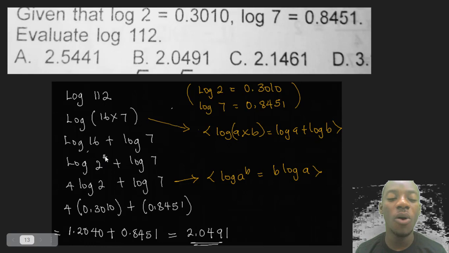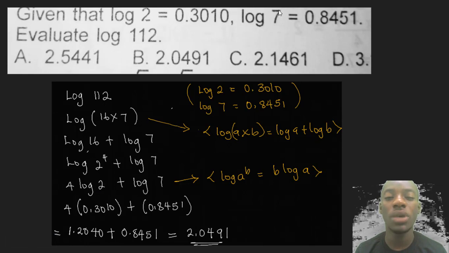So the 4 on the power will go to the front, and it becomes 4 log 2 plus log 7. You can see that I have gotten my log 2 and my log 7 finally. All I was trying to do was to bring the work to log 2 and log 7, because I was given the answer for log 2 and log 7 only. So whatever I'm doing here must come to log 2 and log 7. And that's what I have here.